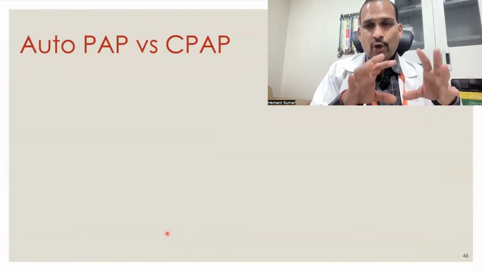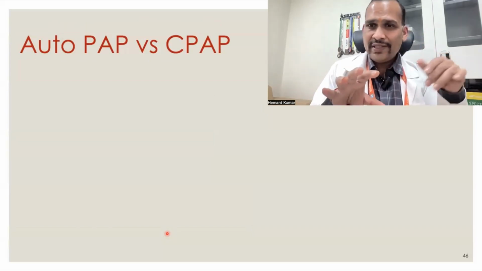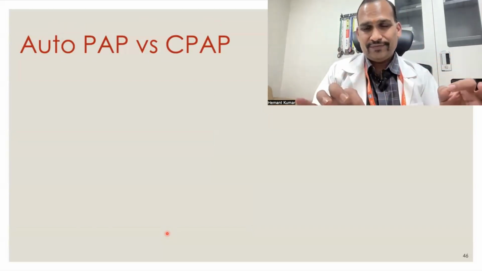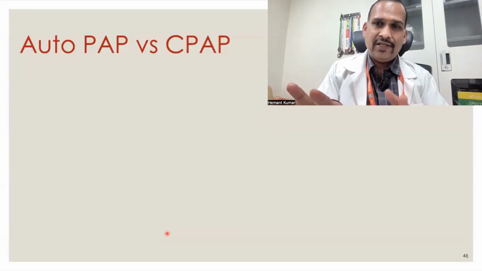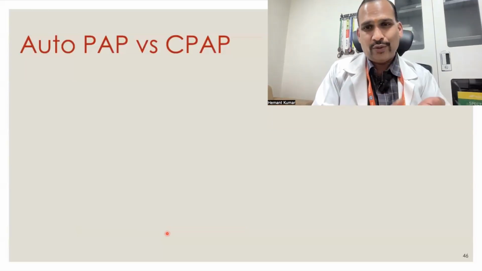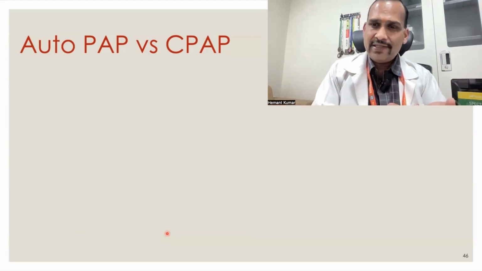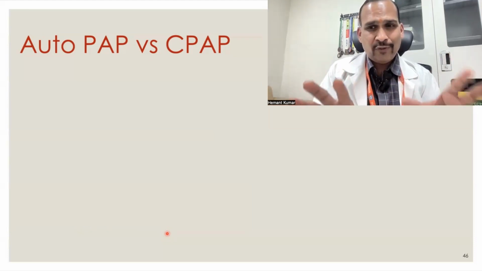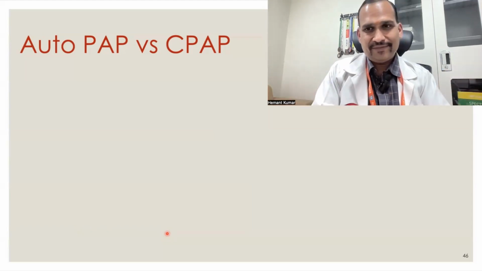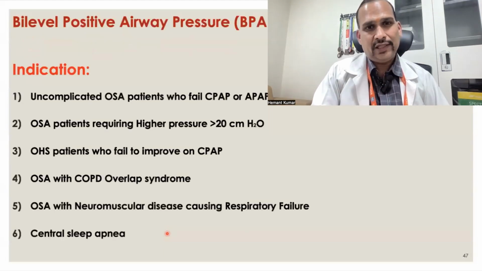So which is better, AutoPAP or CPAP? Studies say both are equally good for relieving the symptoms. For treatment of OSA, both are good, but AutoPAP is better tolerated by patients. So by efficacy for symptom relief, both are equal. But if you ask the patient's choice, AutoPAP will be preferred because the pressure automatically changes. So AutoPAP is better compared to CPAP for compliance, but for efficacy, both are equal.